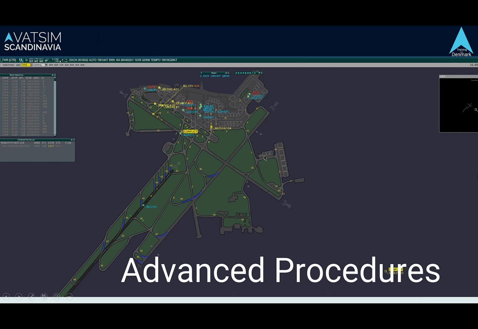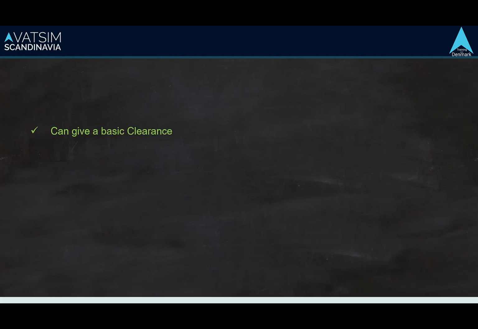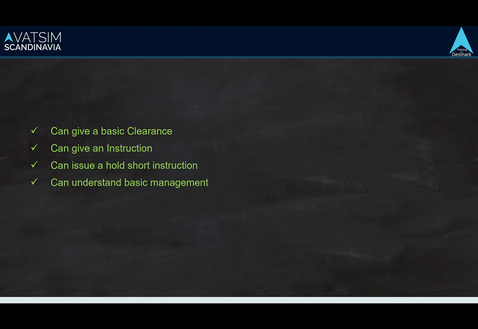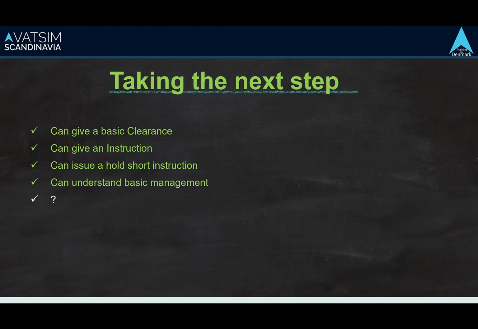At this point in your self-education, you should have an idea of the basic clearances you can issue: a takeoff clearance, a landing clearance, an instruction, and hopefully also a hold short instruction and some kind of management. Elaborating on this and taking the next step is what we need to dig into now. Not just the specific clearances, but the procedures you need to employ to manage your frequency.